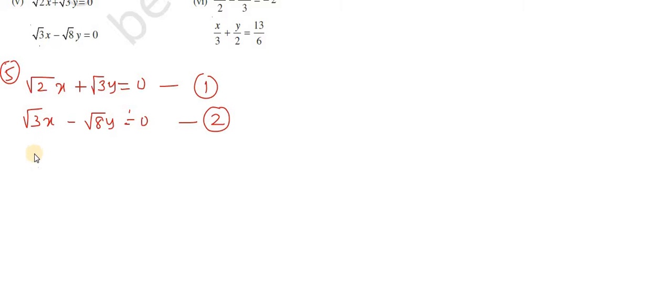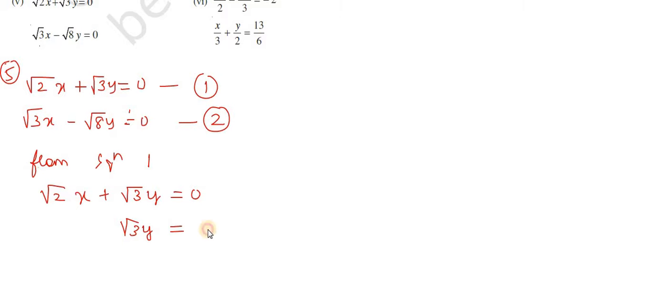From that I'll make the y value. So what is equation 1? Square root of 2x plus square root of 3y is equal to 0. From this you can write square root of 3y is equal to minus square root of 2x. So y is equal to minus square root of 2x divided by square root of 3. Call this equation 3.